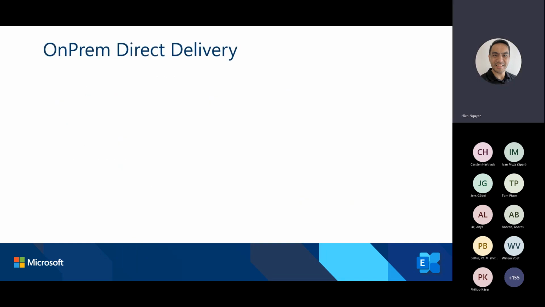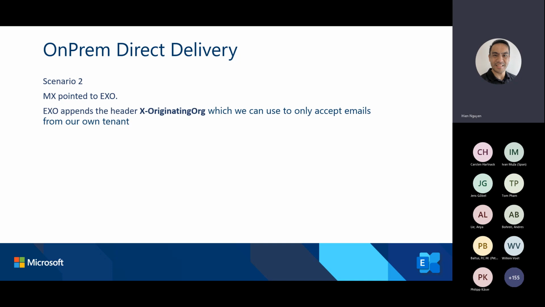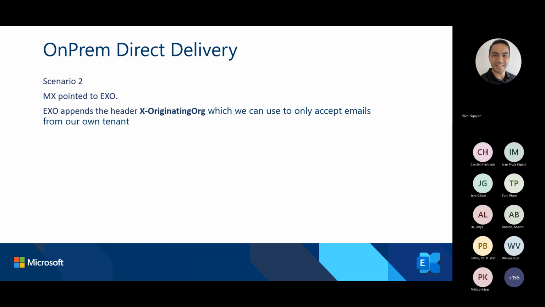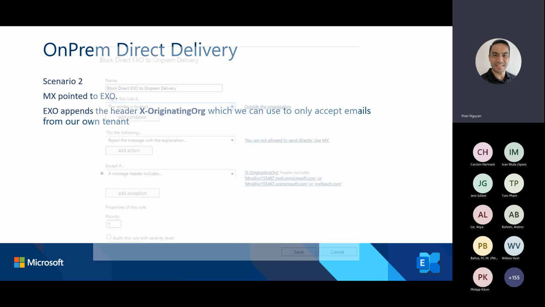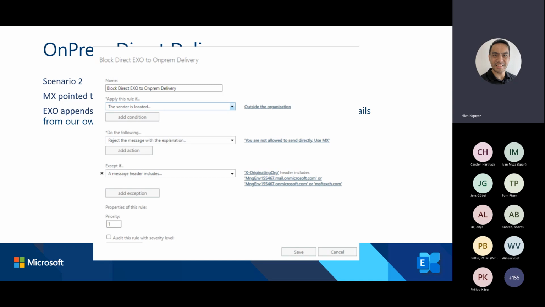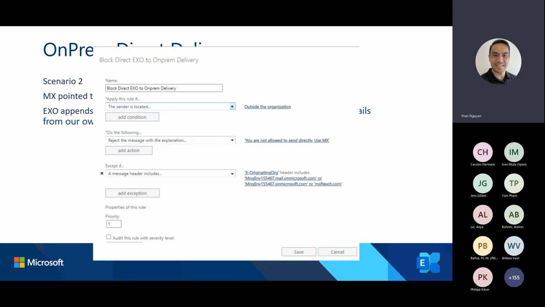So for on-prem direct delivery from XO, scenario 2, your MX is pointed to XO. XO appends the header X originating org on-prem, which we can use to only accept emails from our own tenant. So here's the transport rule. The X originating org is set to your default domains or your default tenant domain. But remember that this is for all emails that are not authenticated, because it's listed as outside the organization.